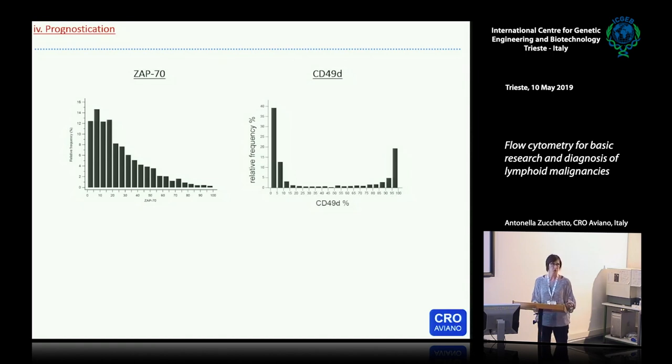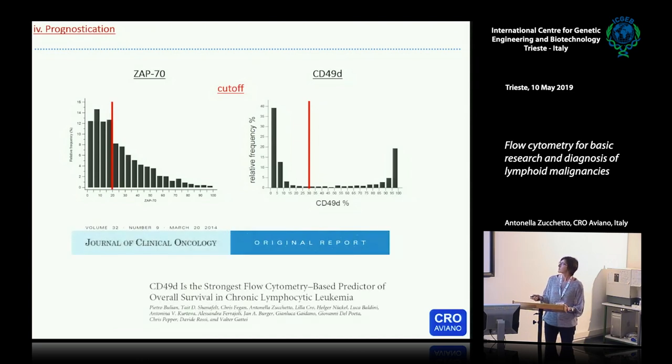Here I wanted to show you the comparison between these two prognostic markers, because in the case of ZAP70, you see that patients are well distributed among all the values, in particular around the cutoff. Here, CD49D expression can be either negative or positive in most of the cases. So here is the cutoff. You see that in the ZAP70 case many patients can be misclassified from one group to another. And this is one of the characteristics that makes CD49D the strongest flow cytometry-based predictor of overall survival in chronic lymphocytic leukemia. And this is a paper from our group.